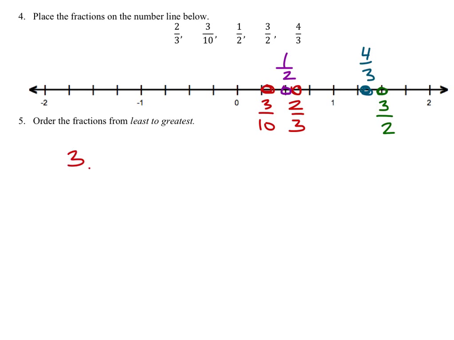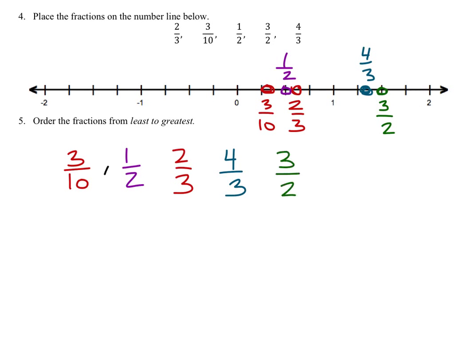The least is the 3/10. The next least is the 1/2. We're just going from left to right on the number line. Then 2/3. Then 4/3. Very good. And then 3/2. There you go. And we'll put commas between these to separate.